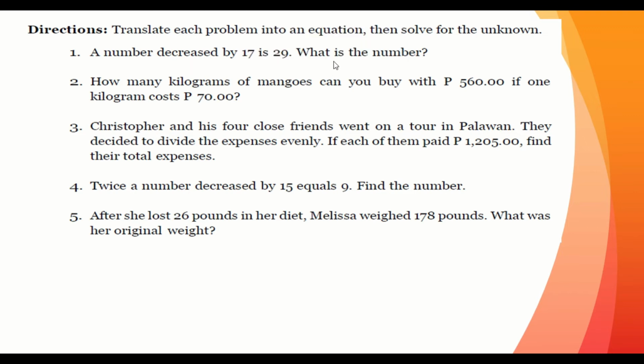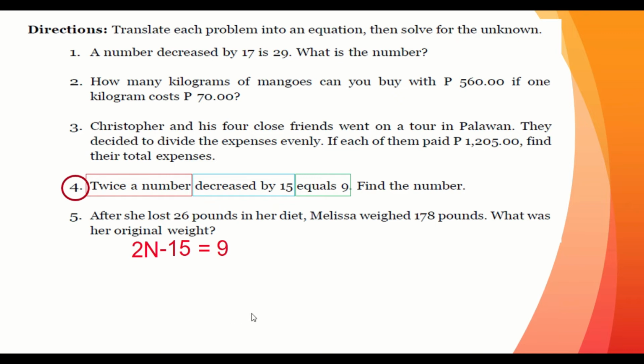Translate each problem into an equation. Then, solve for the unknown. We will use number 4 here. Twice a number decreased by 15 equals 9. Find the number. The first thing here is twice a number. Twice the number is 2n. Since the question asks for the number, I put n there. 2n decreased by 15. When you say decreased by 15, that is minus 15. Equals 9. That's easy.